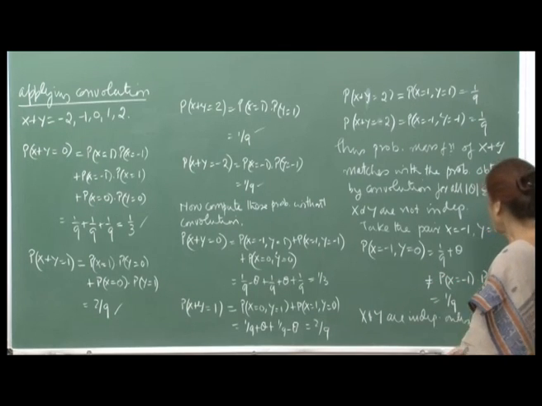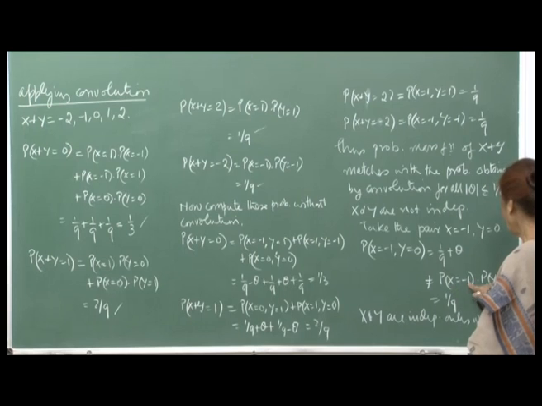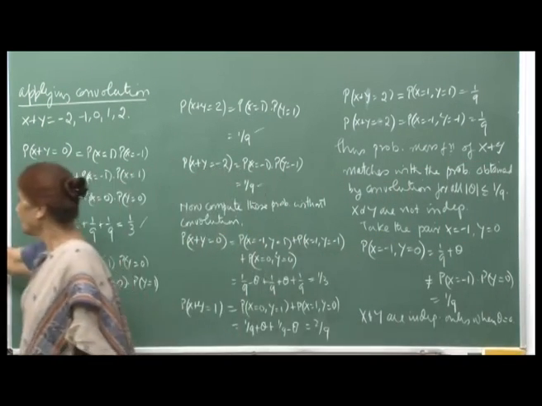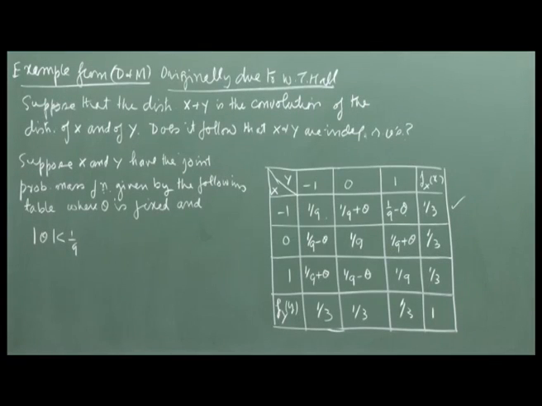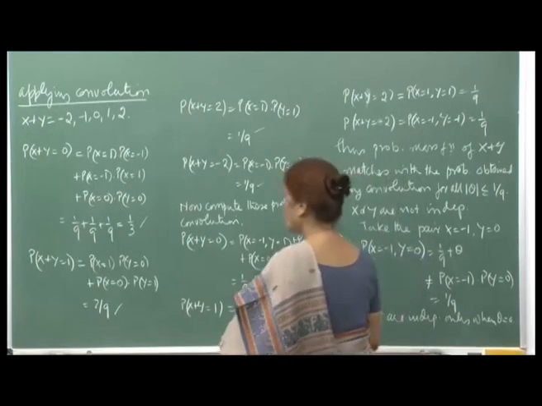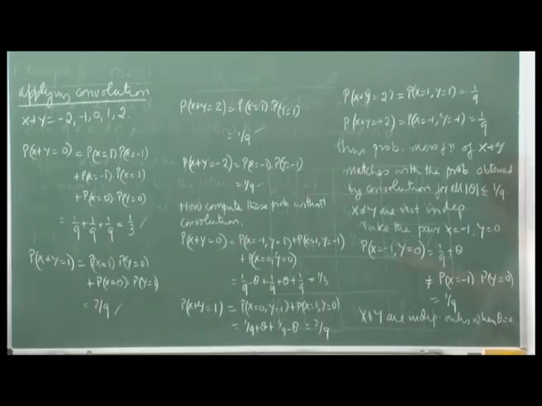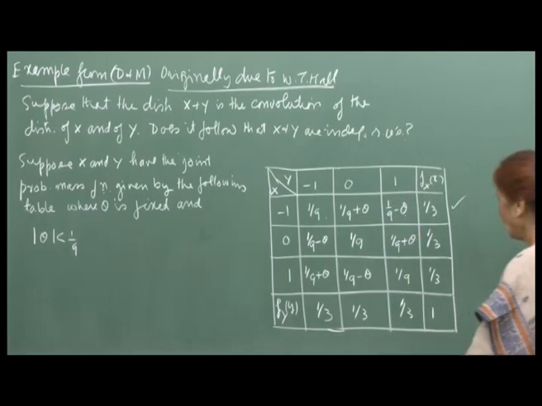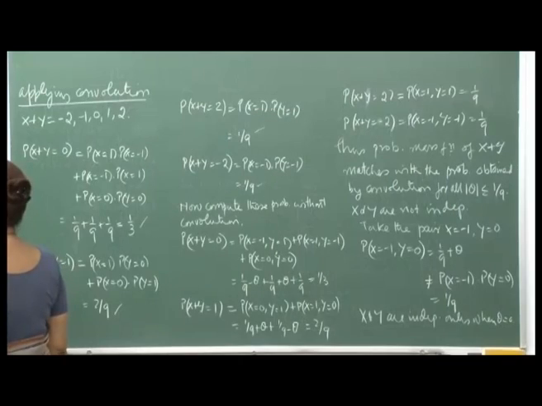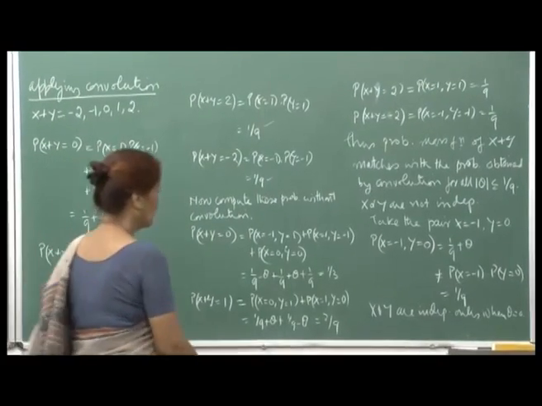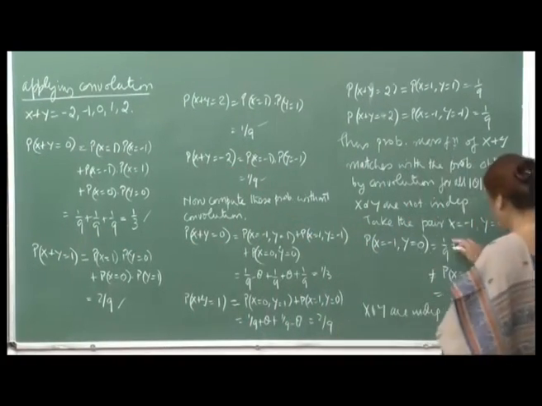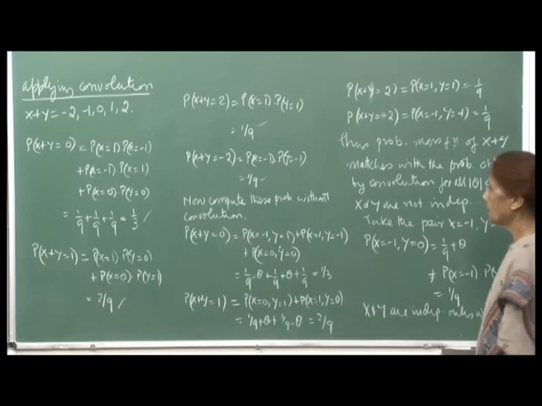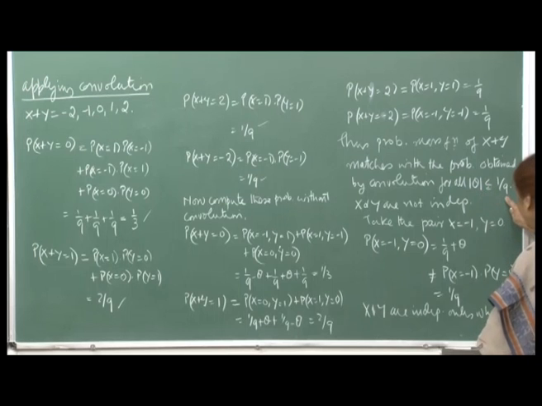probability x equal to minus 1 into probability y equal to 0. So, x equal to minus 1 from the marginals is 1 by 3, and y equal to 0 is 1 by 3. So, that is 1 by 9, and therefore, the two are not equal as long as theta is some positive number, of course, satisfying the condition that absolute value of theta is less than or equal to 1 by 9.